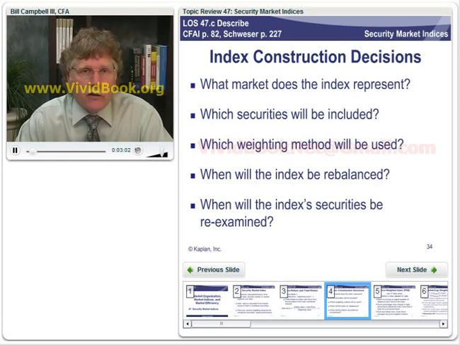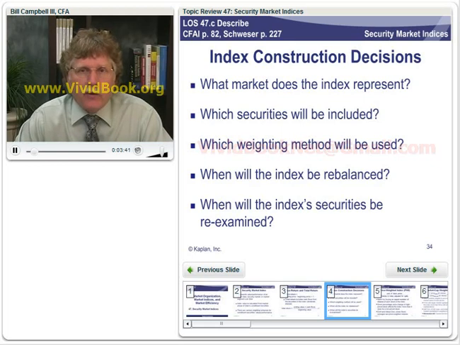Once you've decided on the market, then you have to decide the specific securities. For example, the S&P 500 is supposed to be the 500 largest publicly traded stocks in the U.S. How do you decide exactly how to measure that? How do you decide when you're going to add one security and drop another security, and so on? What weighting method are you going to use? We'll talk about price weighting, we'll talk about value or market cap weighting, we'll talk about equal weighting. Each of these different methods will produce different return values for the portfolio.